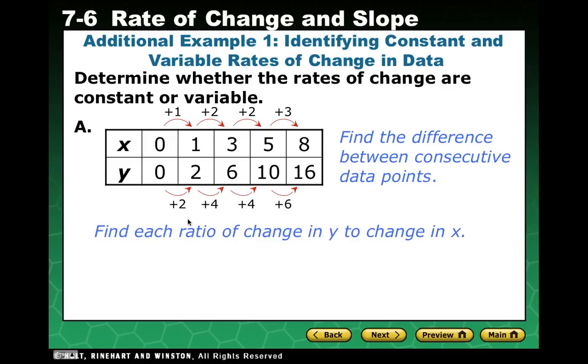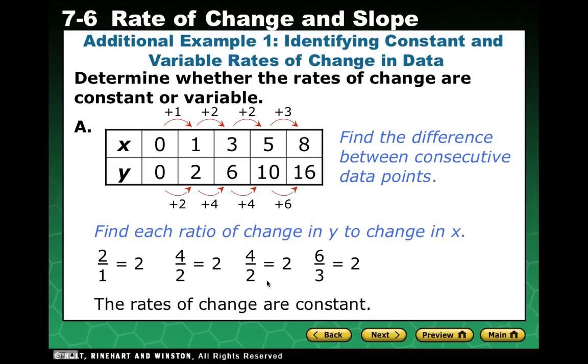So we're going to find each ratio in the change in y to the change in x. So from 2 to 1, 4 to 2, so we're just comparing the changes. 2 to 1, 4 to 2, 4 to 2, 6 to 3. So we're looking for if that ratio is the same each time or if it is variable. So the rates of change are constant because the ratio reduces to 2 for each of them.